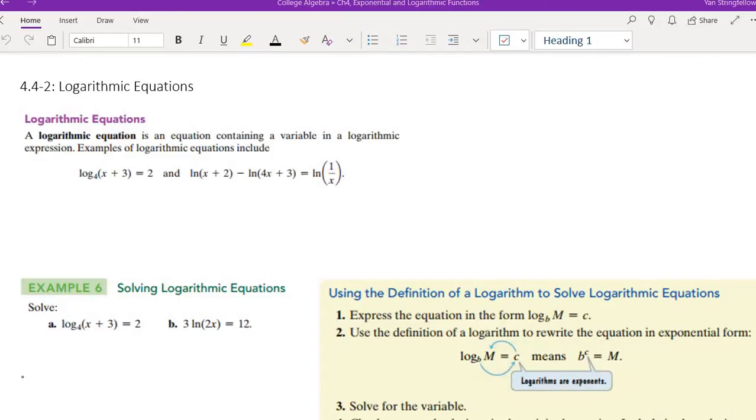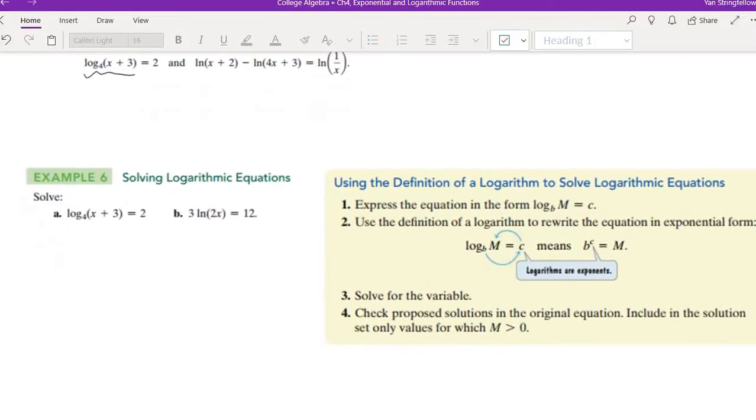Hello guys, today we're going to finish the second part of 4.4 logarithmic equations. So what is a logarithmic equation? Here we have two examples. Basically, a logarithmic equation is just an equation that contains a variable in the logarithm expression. Okay? Alright, let's go ahead and look at example 6.